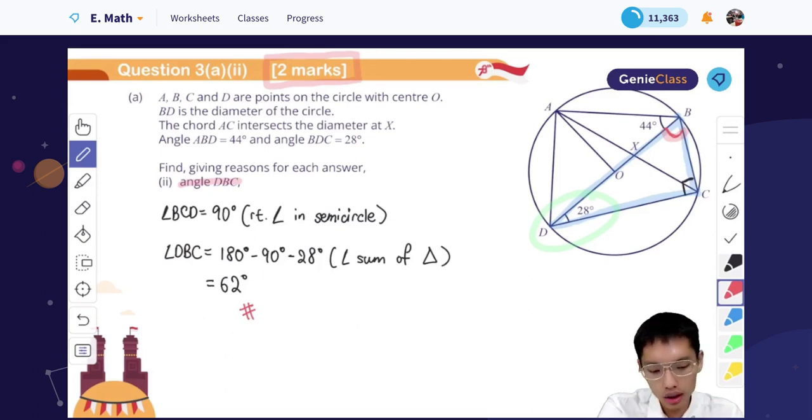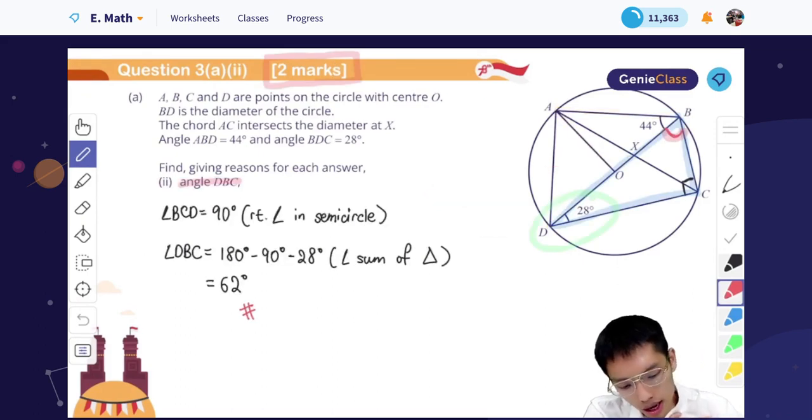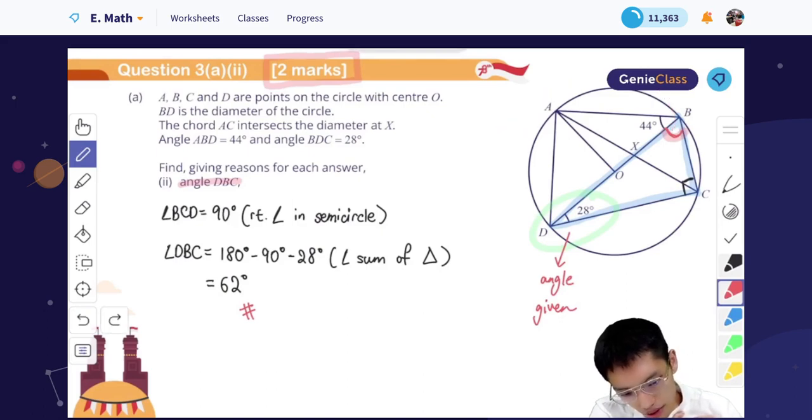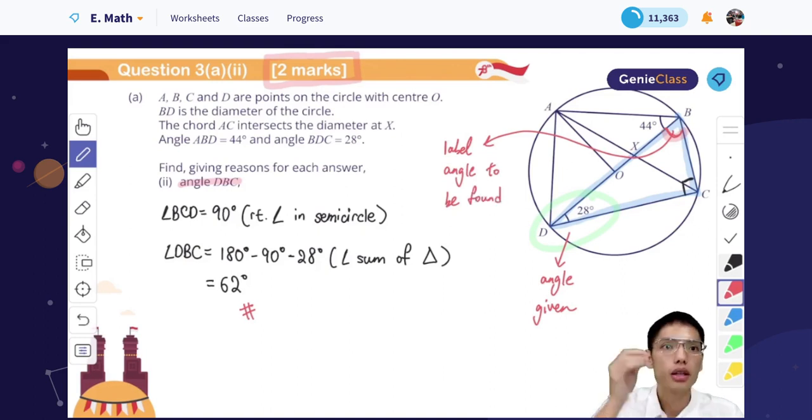So the things to take note again, same pointers: number of marks, angles given, label the angle to be found. I hope this is all good for everyone. And let's see how you use this for the next bubble question.